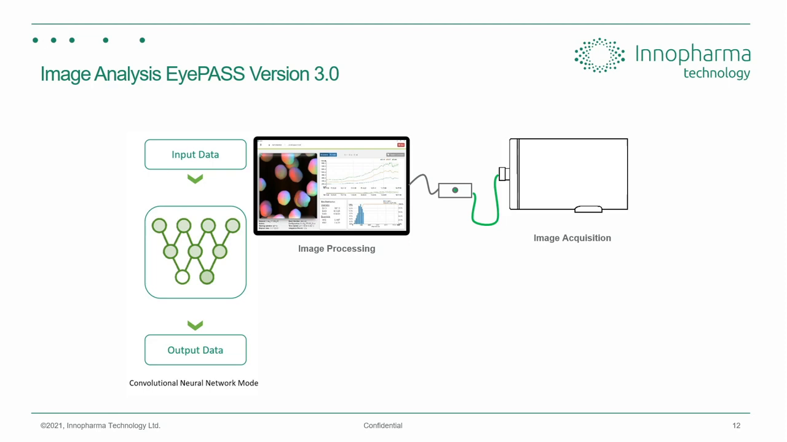The artificial intelligence in EyePass is using the cutting edge of machine learning techniques to drastically improve the ability to detect and measure particles, and enhance the segmentation, which means a wider range of materials can be detected.